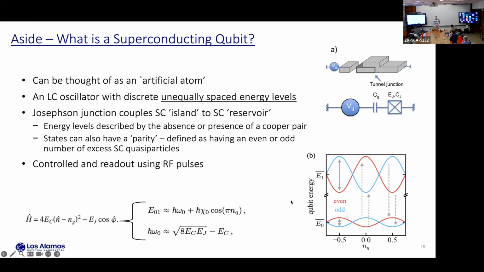And so you have these energy levels defined by the number of Cooper pairs that are on that island, but you also have a parity state as well. For every energy level, you can have an excess, like broken Cooper pair, so an excess quasi-particle on one side or the other, so either an odd number or an even number, and that changes your energy level slightly by this phase here.